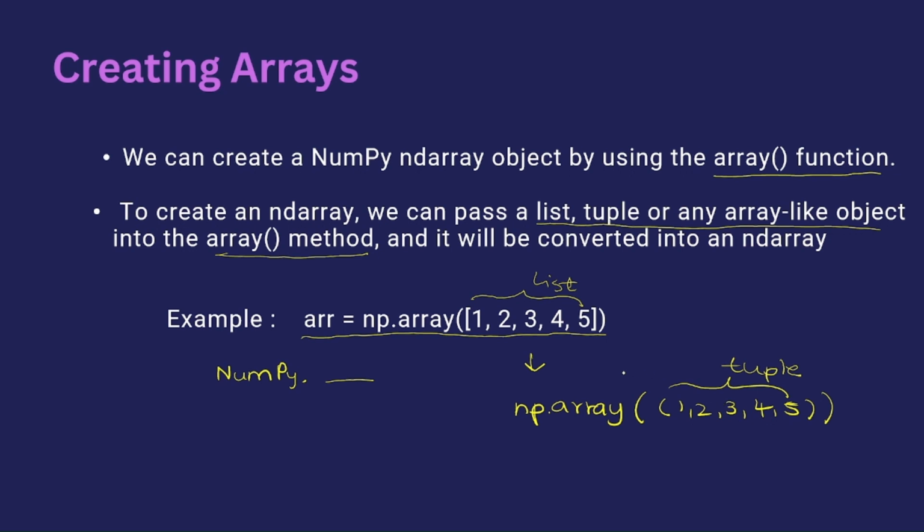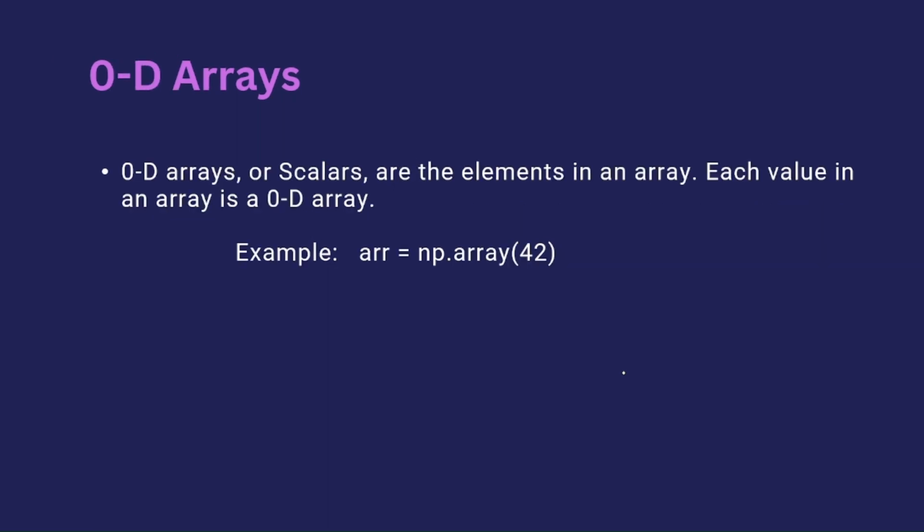Now let us see the different types of arrays. First one is zero-dimensional arrays. Zero-dimensional arrays are simply scalars. They contain only a single value. arr is equal to np dot array of 42. Another example is np dot array of 35. This is also an example of a zero-dimensional array.